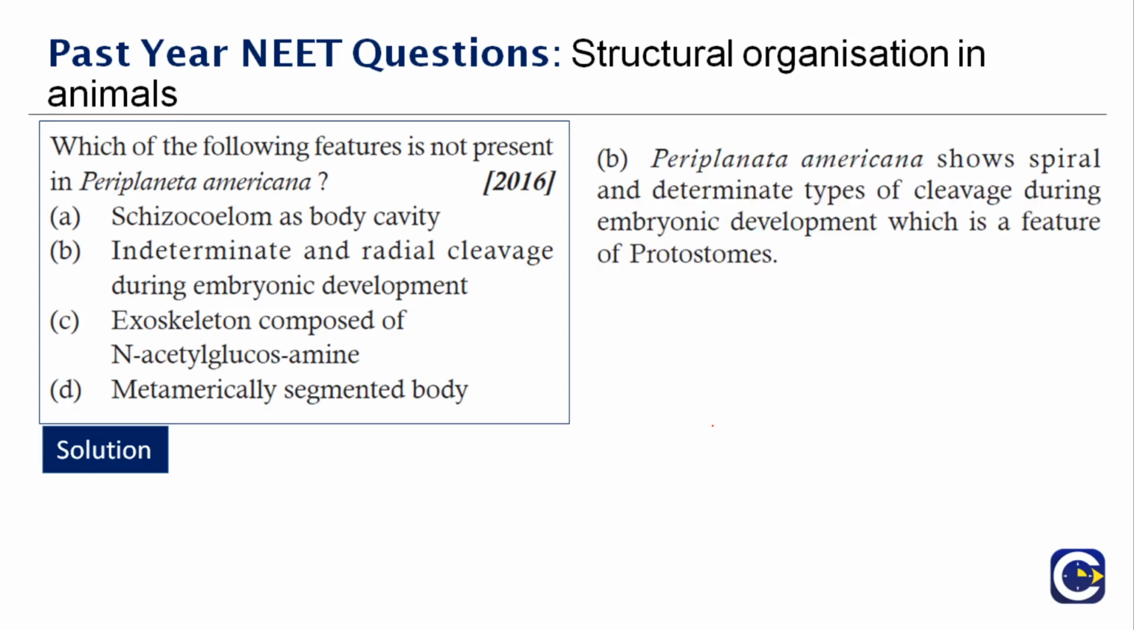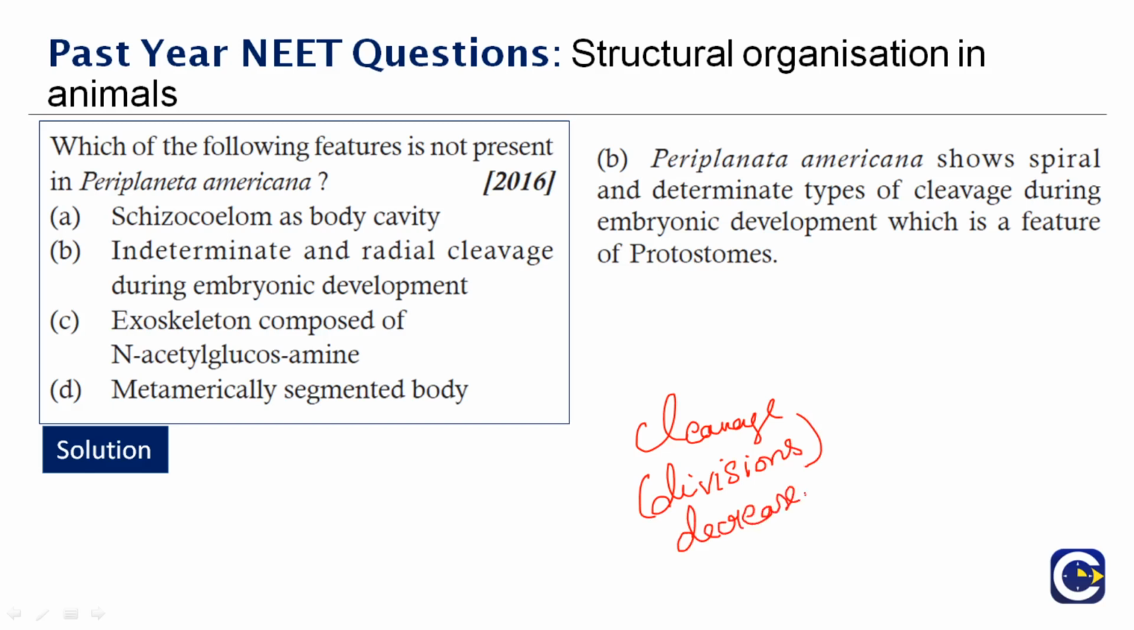So what is the other thing? So what is the meaning of cleavage? Divisions. So what happens during cleavage? Will the cell size increase or decrease? It will only decrease, because as you divide things, it will only decrease in size. Therefore the correct answer to this question is option B, indeterminate and radial cleavage during embryonic development. But it's just the opposite that you see in Periplaneta americana.